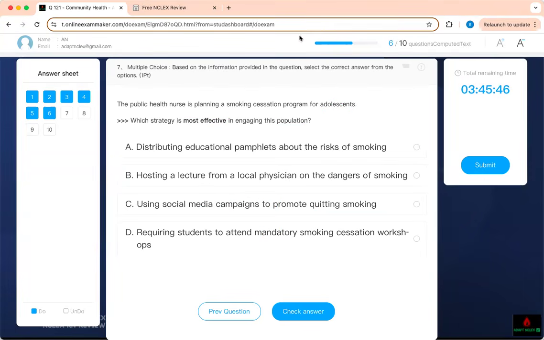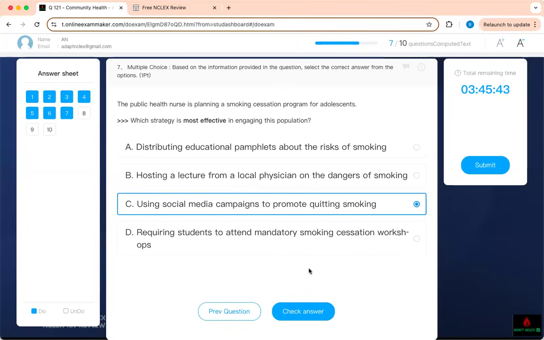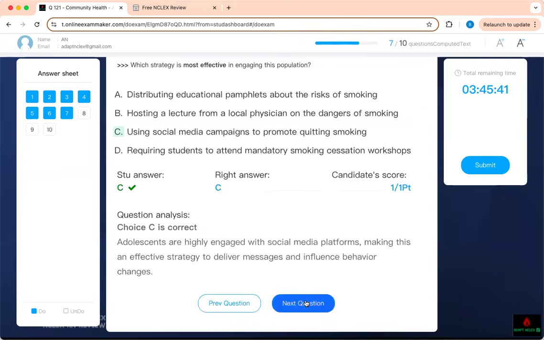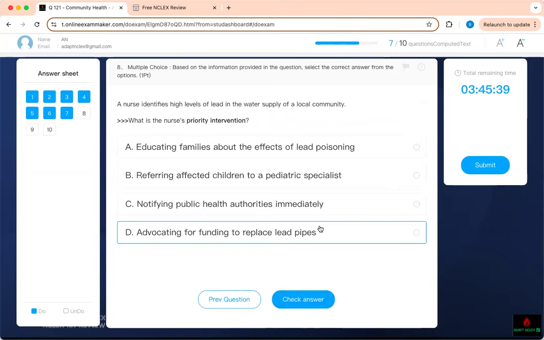You want to target the individual based on what they're good at whenever you're doing a prevention strategy. What is the next priority intervention? Be sharp. Next, identify a high level of lead in the water supply of a local community. Too much lead. What do you want to do? Do you go to the family and educate them about lead poisoning? It's already there. Referring affected children to the pediatric specialist, the lead is still there.